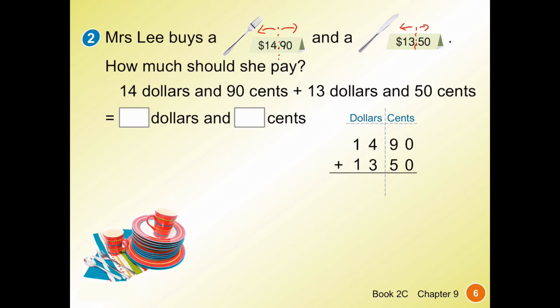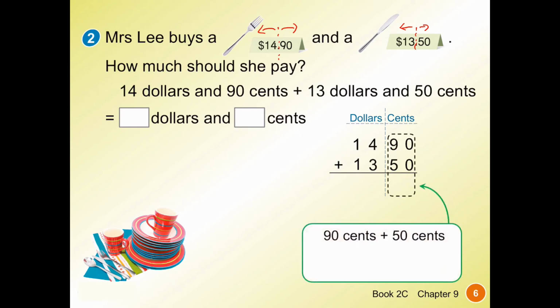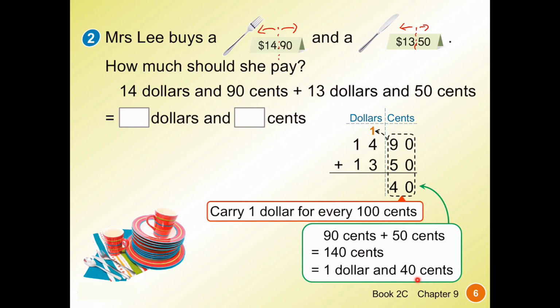We try to add up 90 and 50 together. 90 cents plus 50 cents equals to 140 cents. And this is the same thing as $1.40. And remember, $1 actually equals to 100 cents. So when we have 140 cents, that means we have $1.40. So we would carry the $1 over to the dollar part.